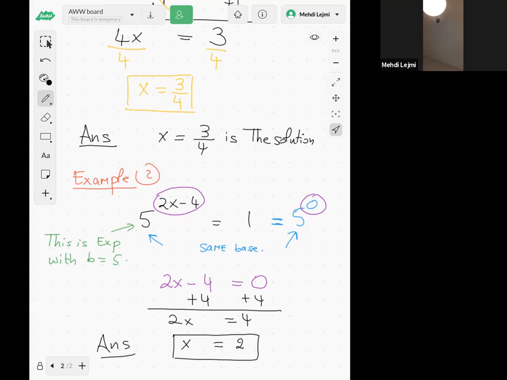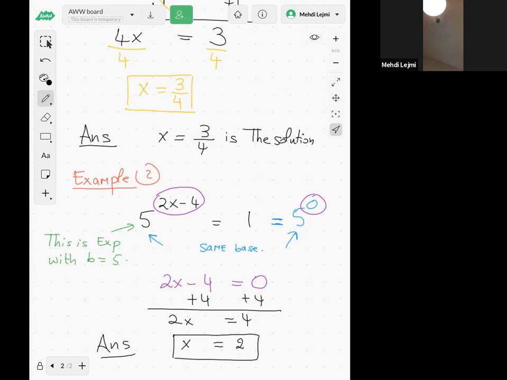So you see, guys, even if the right side is just a whole number, which is 1, you can write it as 5 to the power 0. So then again, we have the same base, and so the exponents are just equal.